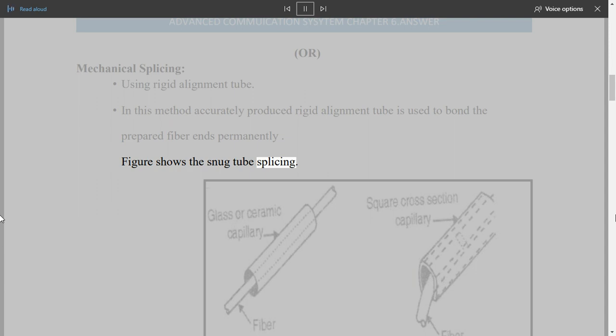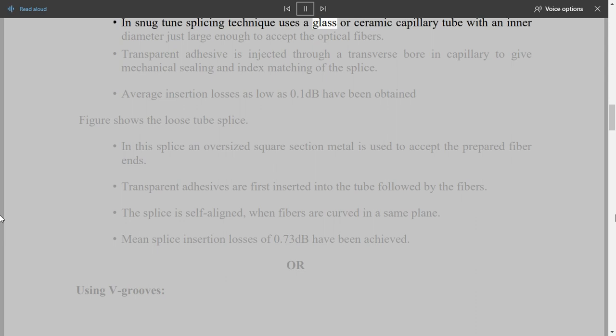The snug tube splicing technique uses a glass or ceramic capillary tube with an inner diameter just large enough to accept the optical fibers. Transparent adhesive is injected through a transverse bore in the capillary to give mechanical sealing and index matching of the splice. Average insertion losses as low as 0.1 dB have been obtained.